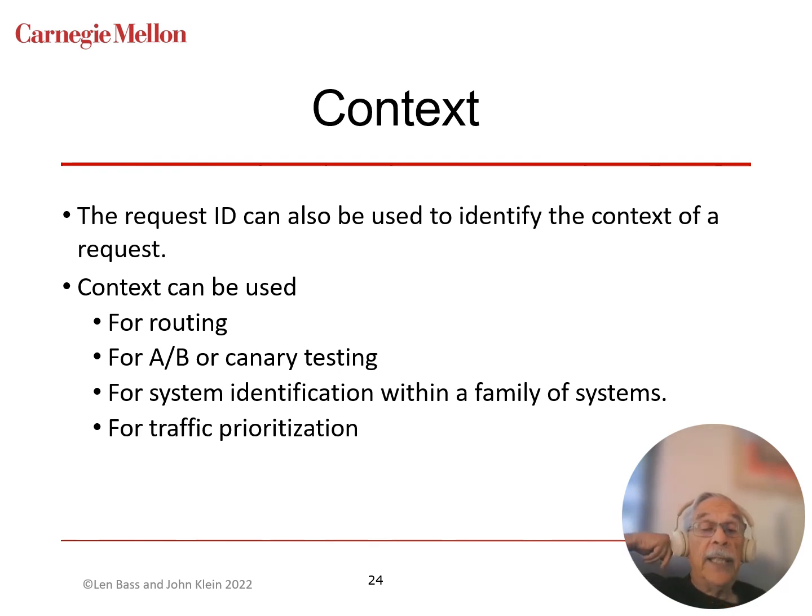And so the request ID can also be used to identify the context of the request. It can be used to actually control things as opposed to just giving you information. And the context can be used for routing. You want to send things to A or B instances or canary instances. We'll talk about what those are, but they are instances that have specialized purposes, variants of other instances. And you may want to route it to that, and you can use the context to control that.